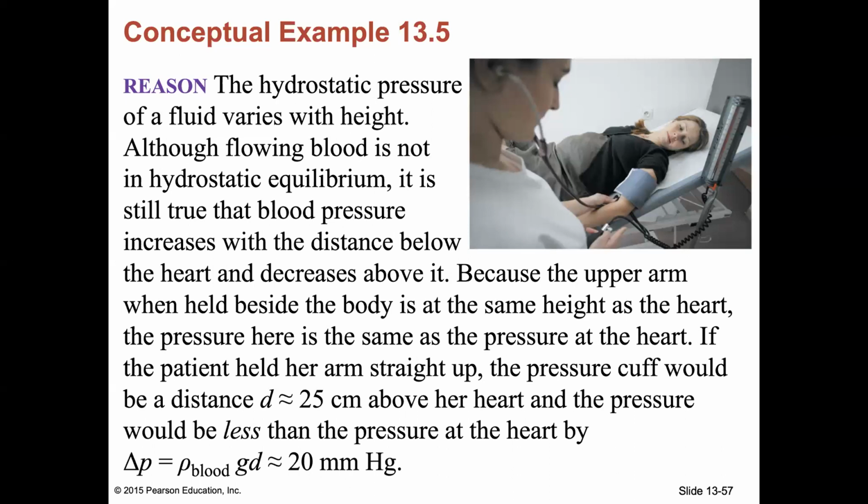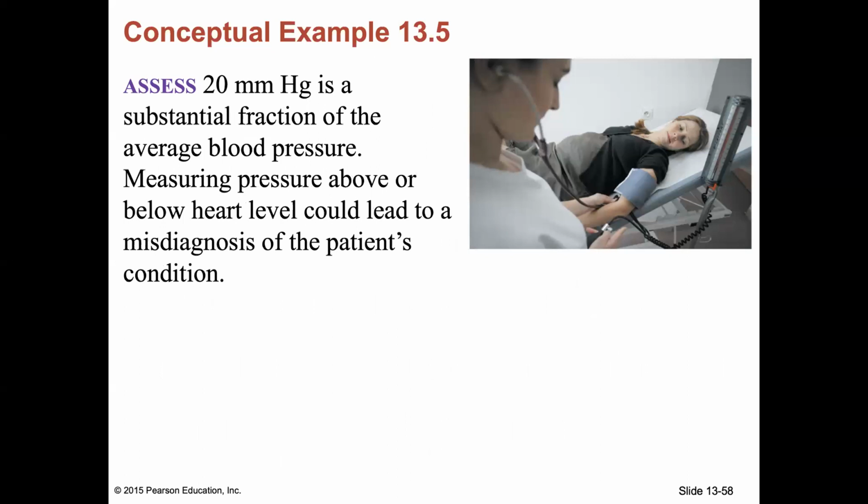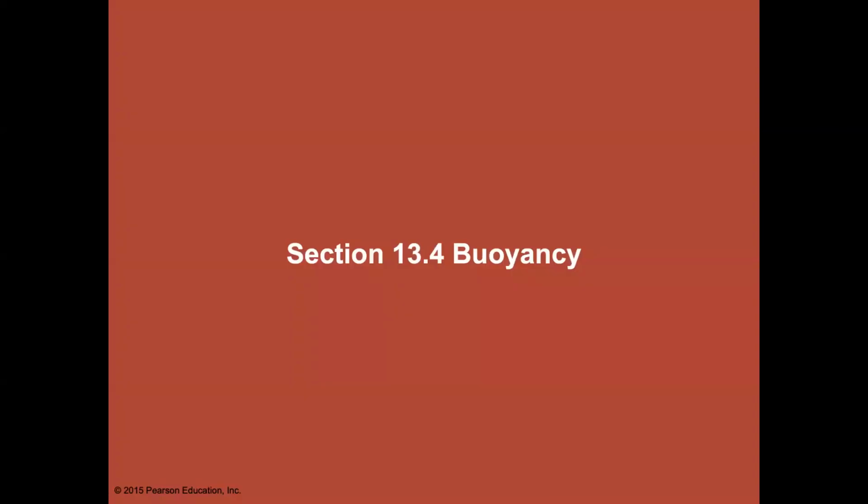And this error can result in, let's say, an error in diagnosis. So when you measure the blood pressure, make sure your upper arm is always at the level of your heart. That makes the measurement more accurate. Okay, that's all for today's class.